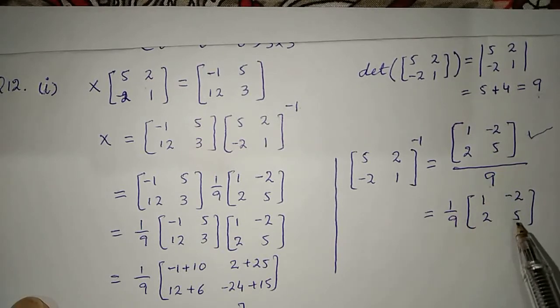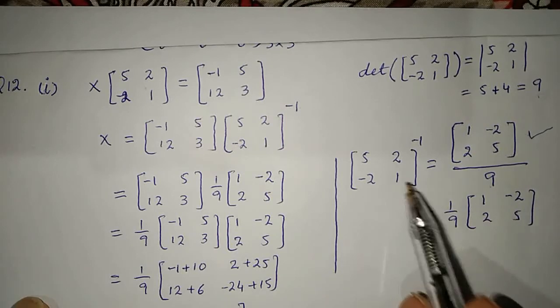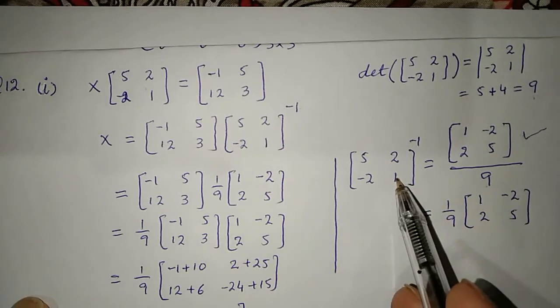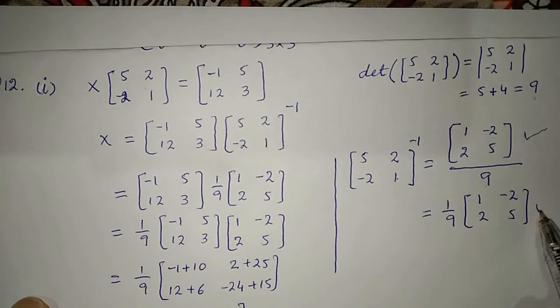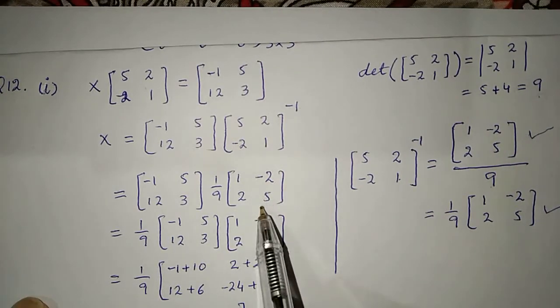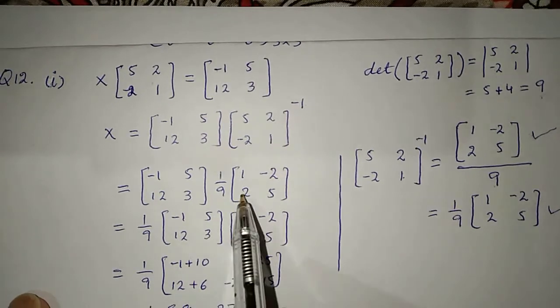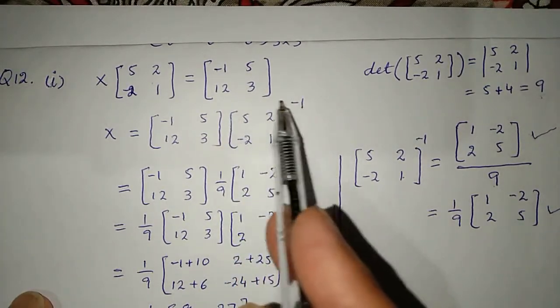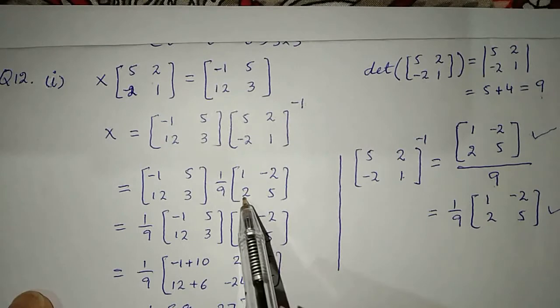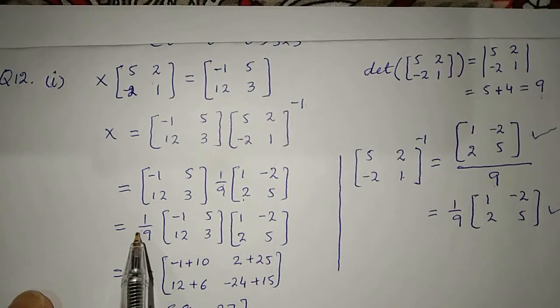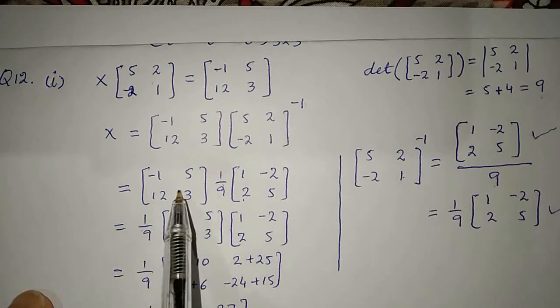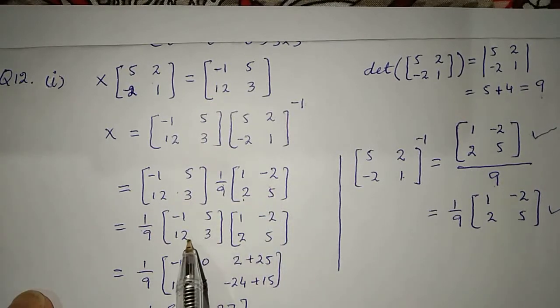So 1 over 9 in this. This is the inverse of this matrix. So in place of this, with the inverse, take this matrix. So coming to this side, the value of this matrix inverse is this one. Now 1 over 9 is taken to the left and multiply these two matrices.